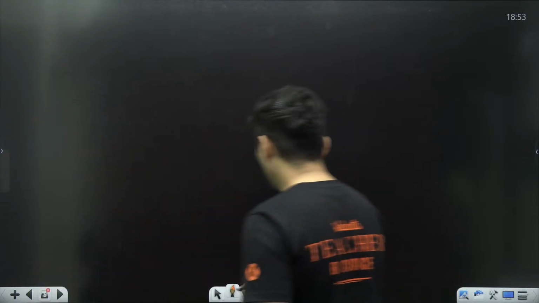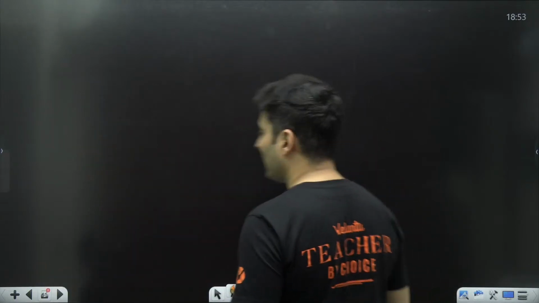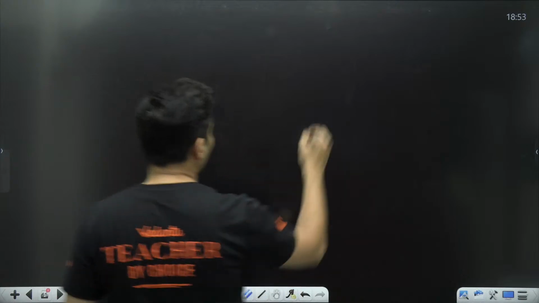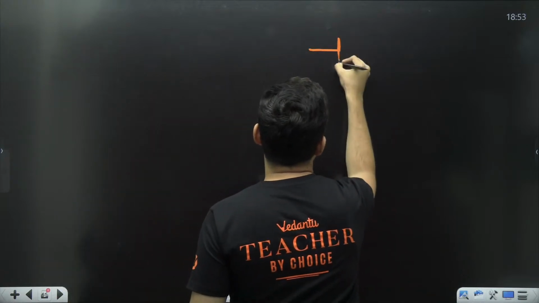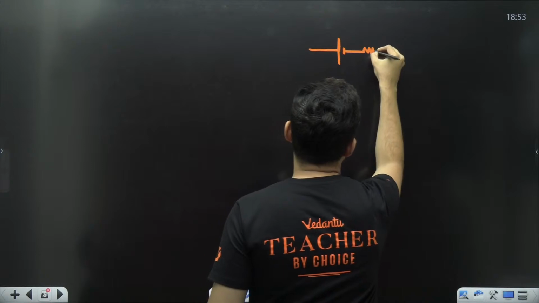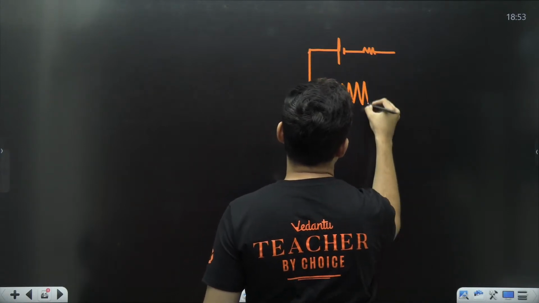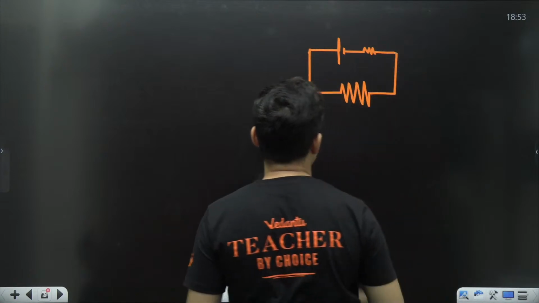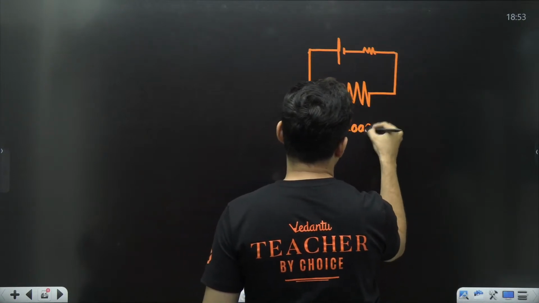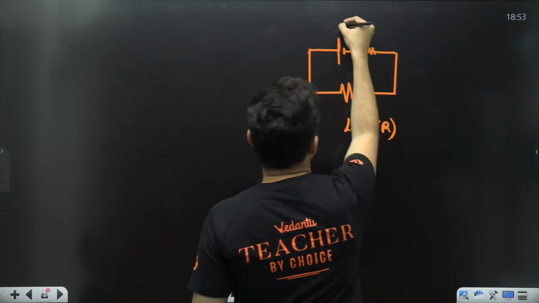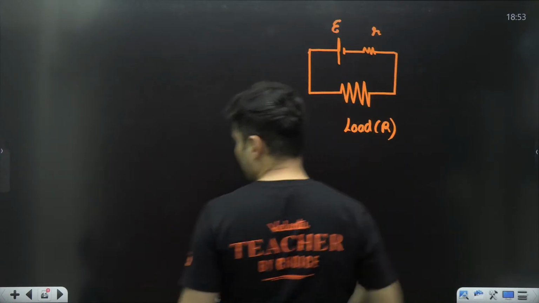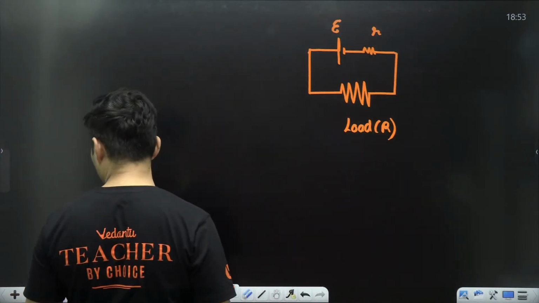Okay. So there are 4 modes of connecting a battery. What are those 4 modes? You take that battery, maybe it has some internal resistance, and connect it to some external resistance like this. This is called your load. The load might have some resistance R like this. This is the first way you can connect it.